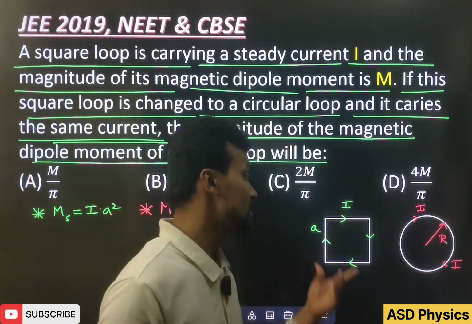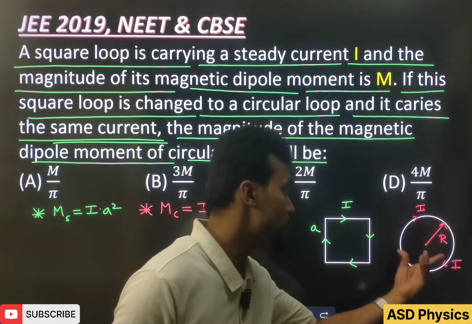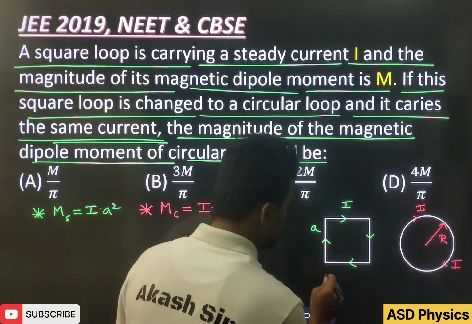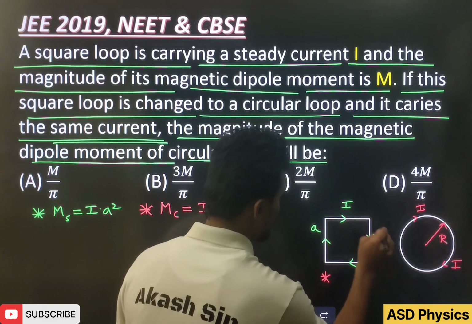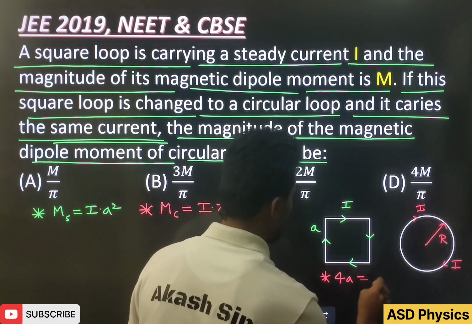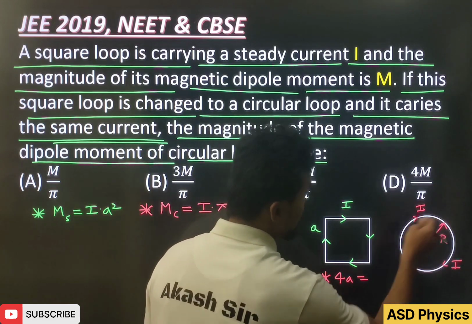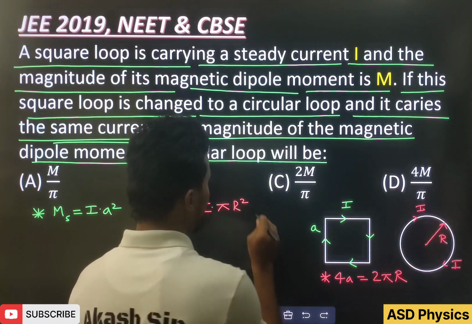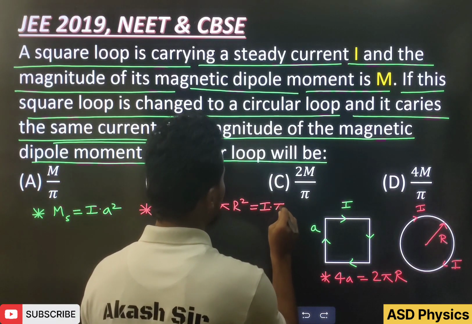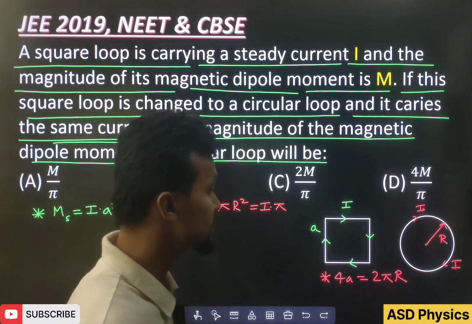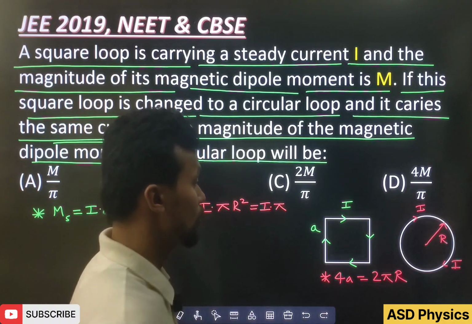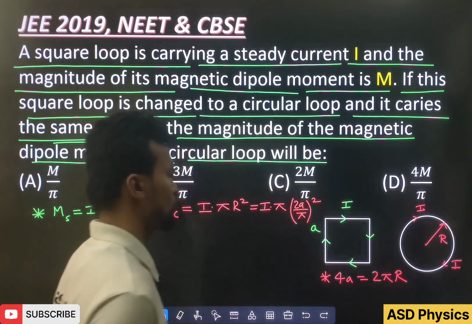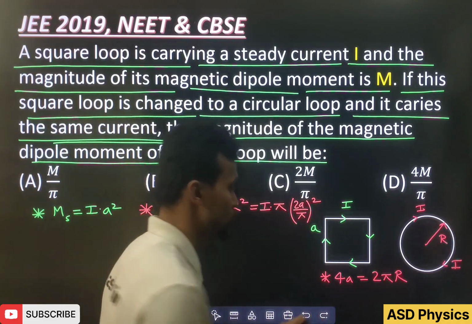The concept is that the length of the wire in the square loop and the length of the wire in the circle will be the same. The length of the wire: this is A, this is A, this is A, this is A, total perimeter 4A. This perimeter will be equal to the circumference of the circle, that means 2 pi r. So the radius I can write as 4a by 2 pi, or 2a by pi. So I into pi into (2a by pi) square from here only.